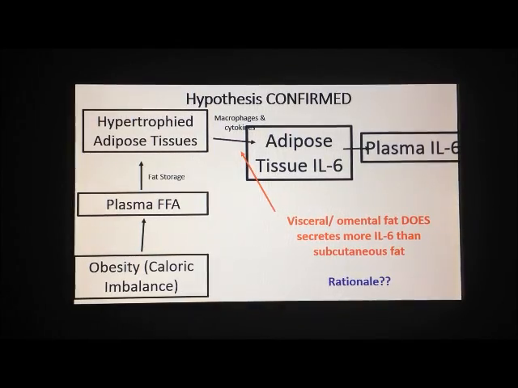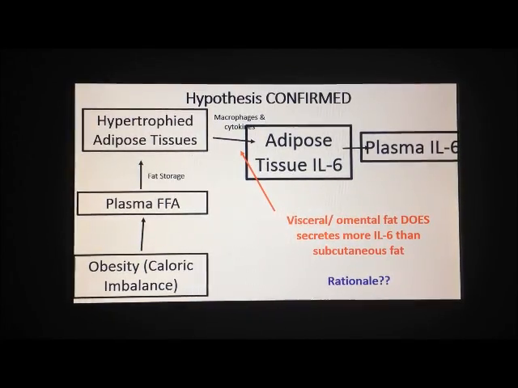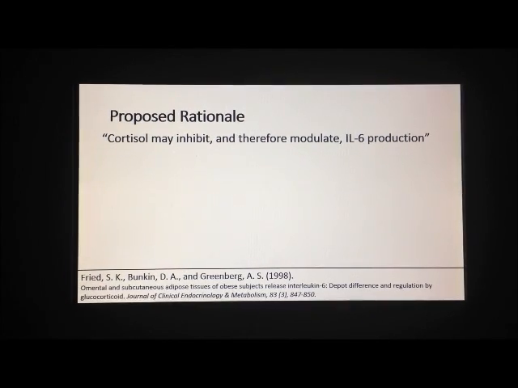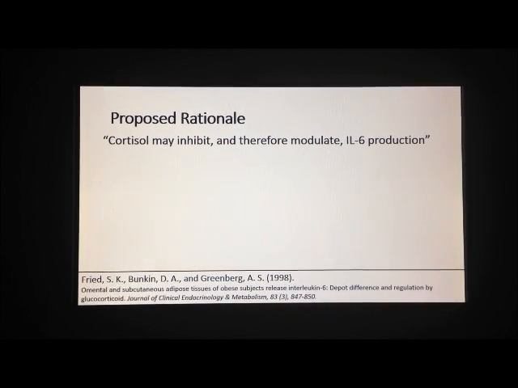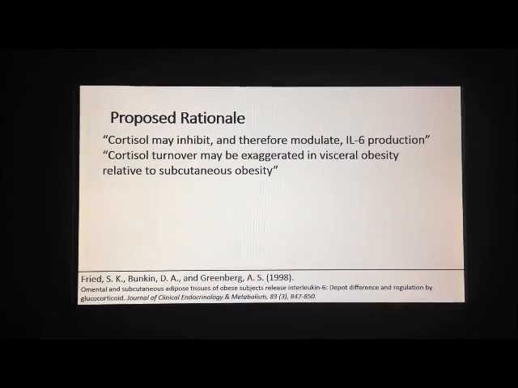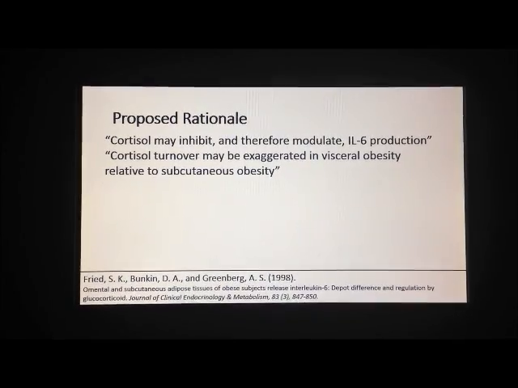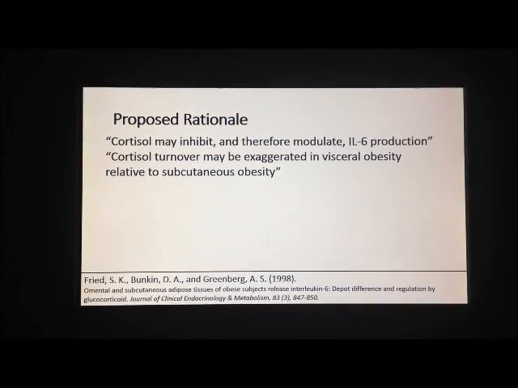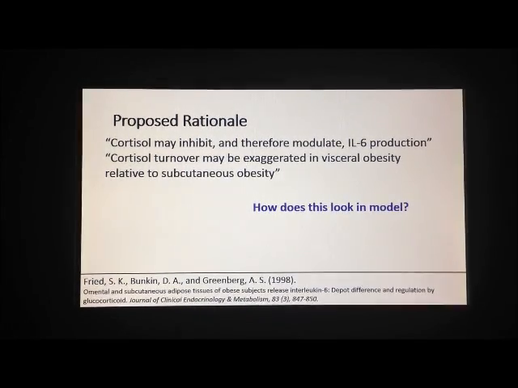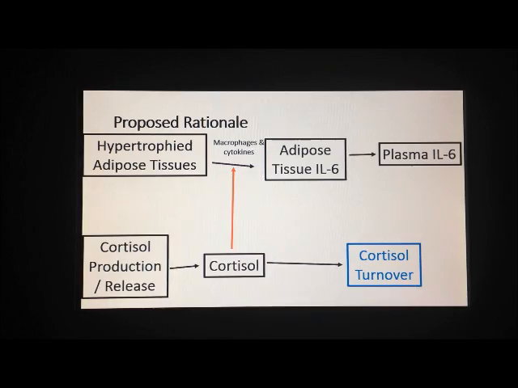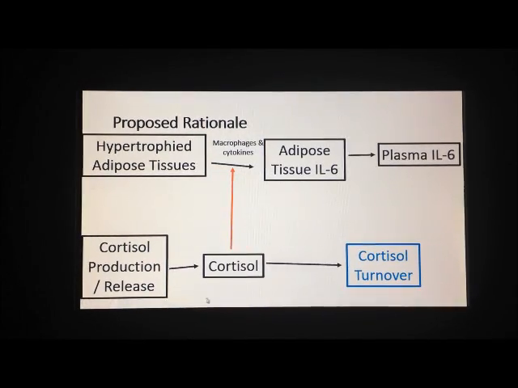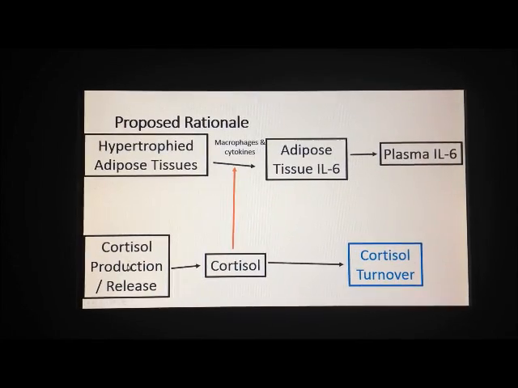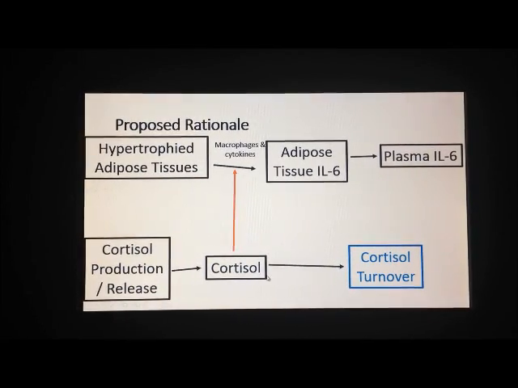So what's the rationale that visceral or omental fat does secrete more IL-6 than subcutaneous fat? Well, these authors suggested that cortisol may inhibit and therefore modulate IL-6 production. They also said that cortisol turnover may be exaggerated in visceral obesity relative to subcutaneous obesity. How would this look in our model? Looking at cortisol down here at the bottom, cortisol turnover would represent the outflow for cortisol, and cortisol production or release would represent the inflow for cortisol.